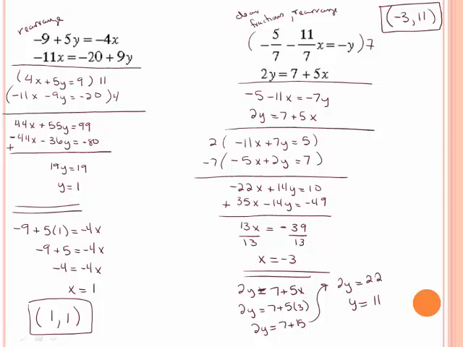Okay, so come check your work. Now, I chose to eliminate x in the first system and solve for y first, and then solve for x. And then in the second system, I chose to eliminate y. You may have chosen to eliminate y in the first one and x in the second one, and that's fine. If you did all the steps correctly, you should still get the same answer. You should have gotten (1, 1) for the first system and (negative 3, 11) for the second.